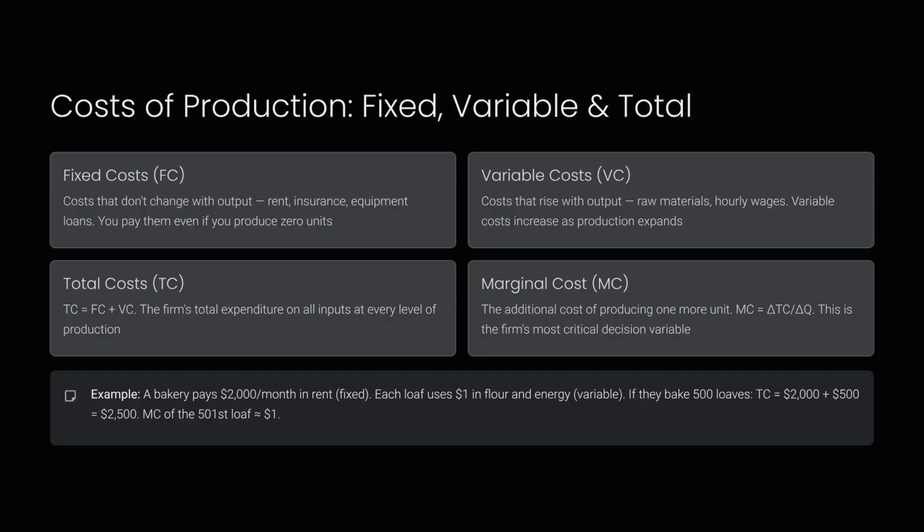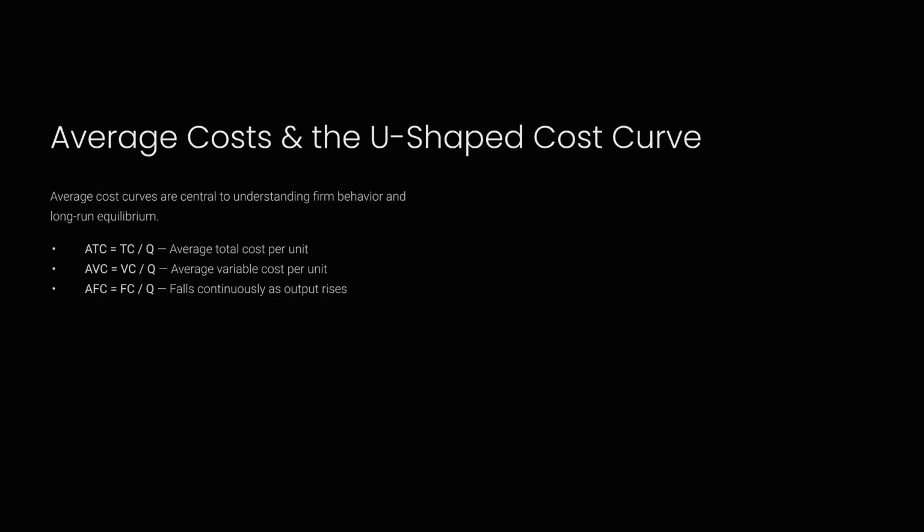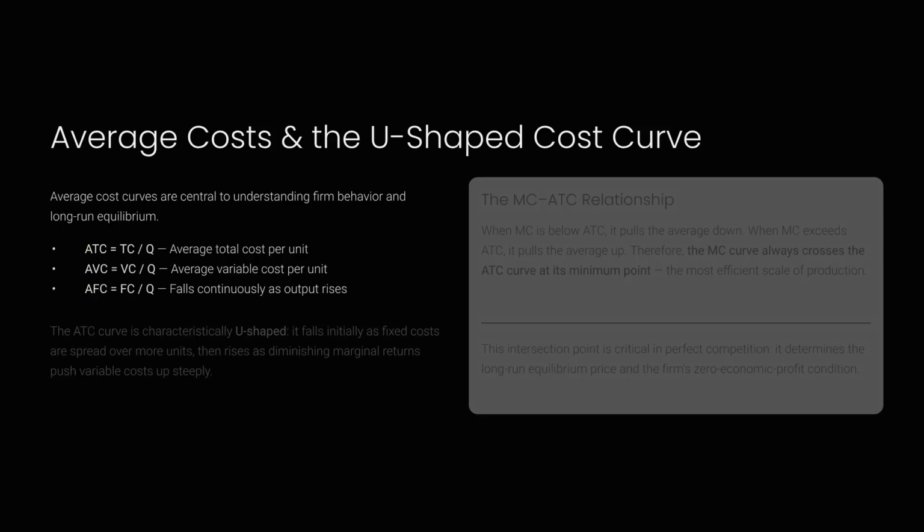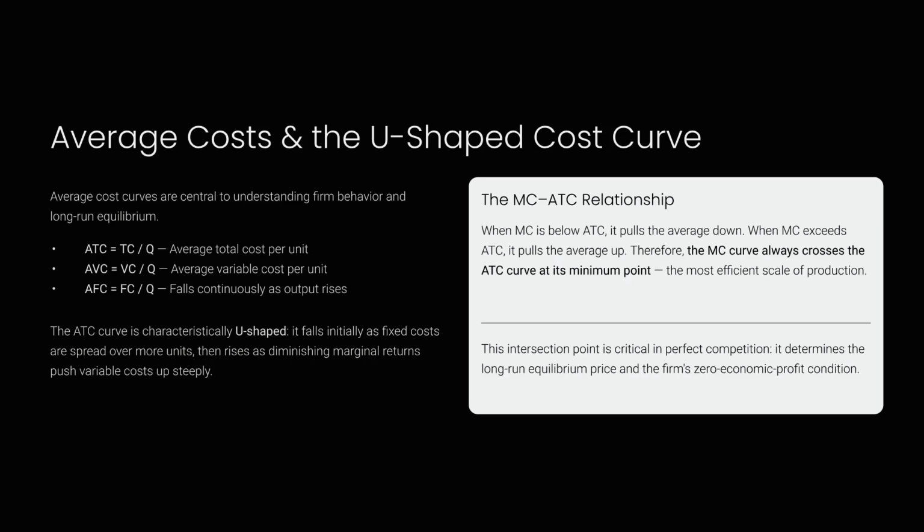Marginal cost, the additional cost of one more unit, is the most critical decision variable for a firm. Average costs include average total cost, AVC, and AFC. The ATC curve is U-shaped, initially falling as fixed costs are spread, then rising due to diminishing returns. Critically, the marginal cost curve always crosses the ATC curve at its minimum point, indicating the most efficient scale.